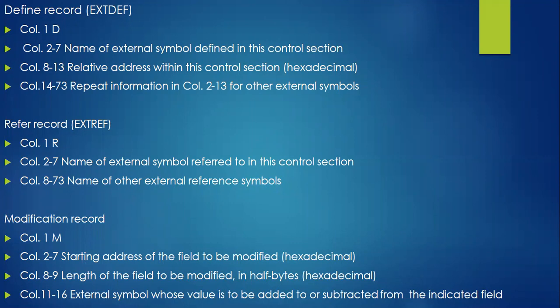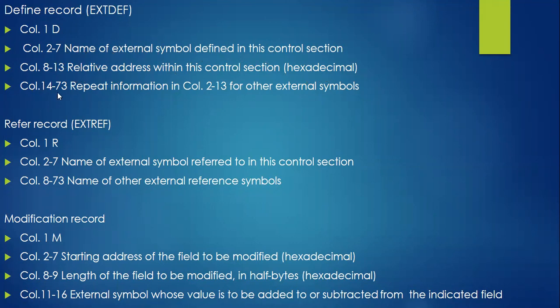We are calling it a defined record. Column number 1 is identified by capital D, which indicates a defined record. Columns 2 to 7 hold the name of the external symbol defined in this control section. Then columns 8 to 13 hold the relative address within this control section, in hexadecimal. That means the name of the particular symbol defined in this control section and its relative address should also be identified.